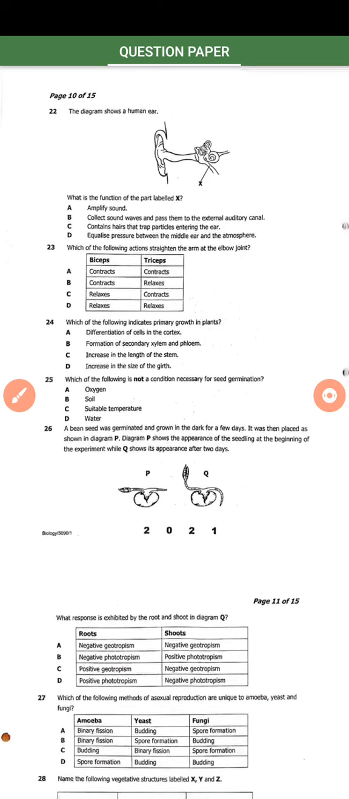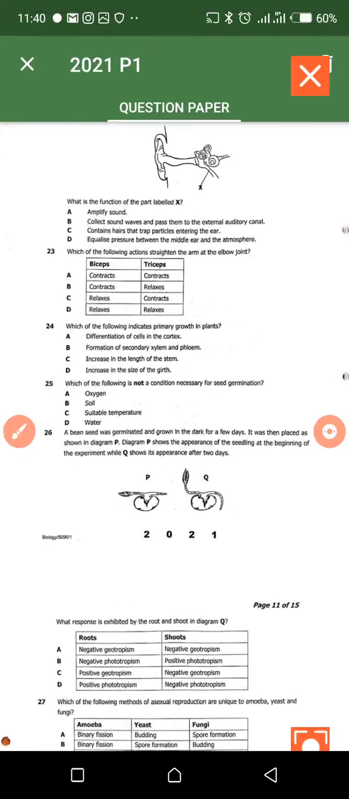Which of the following indicates primary growth in plants? Differentiation of cells in the cortex is an example of primary growth. Then formation of secondary xylem and phloem is secondary and not primary growth. Okay, so the answer there is A.